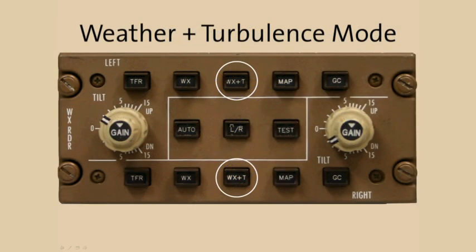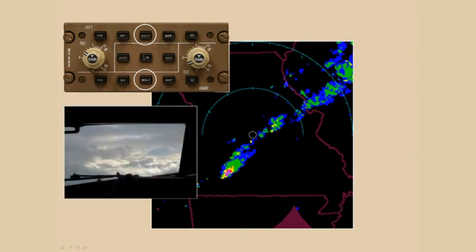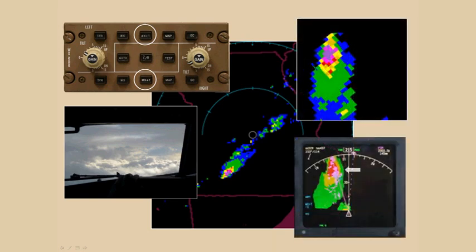The Weather plus Turb mode displays weather returns and turbulence out to 40 nautical miles. This NextRad presentation shows a significant cell in southwest Missouri, which is also visible out the window of the aircraft. A blow-up of the NextRad view and the radar view shows the magenta turbulence on the radar display and its correspondence with the NextRad data. Weather plus Turb is the recommended operating mode.